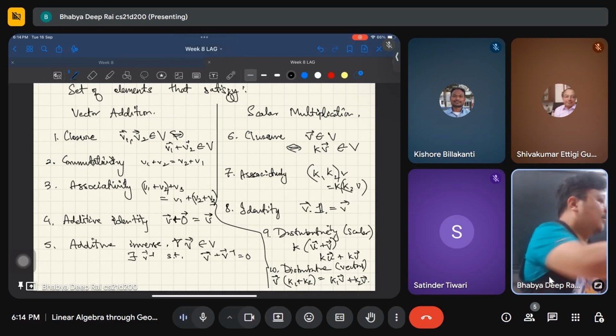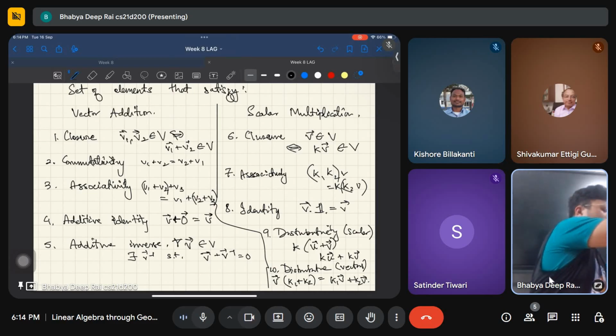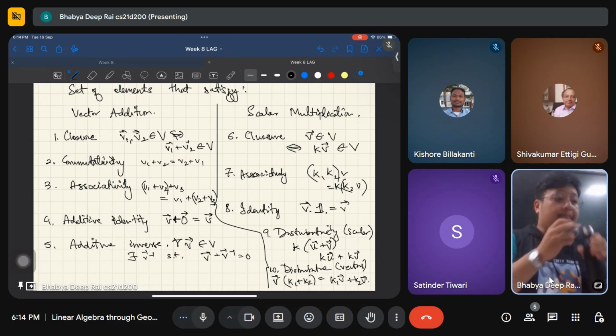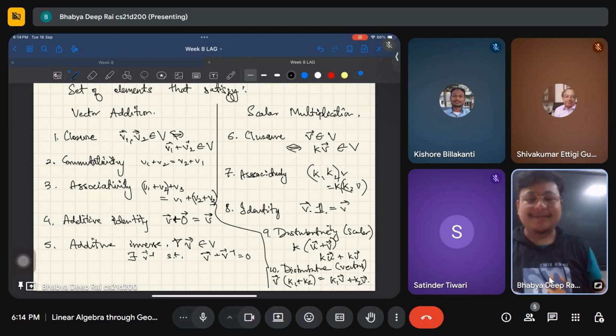So these are the 10 properties, or 10 axioms, that make up a vector space. Now, what are the most important properties? By important properties, I don't mean that the others can fail. Everything, all these properties need to be satisfied in order for the set to be a vector space. But which are the most important properties?